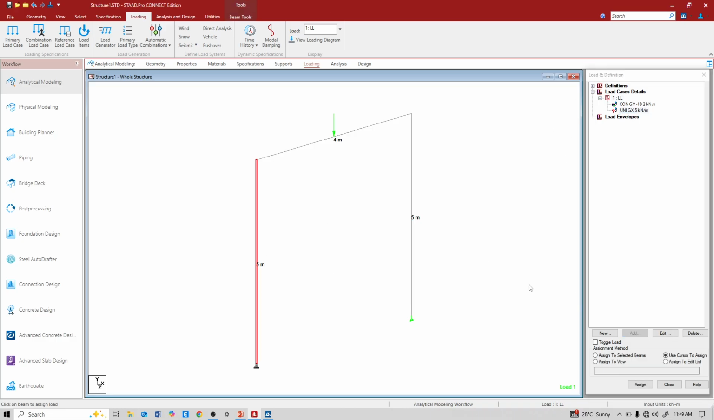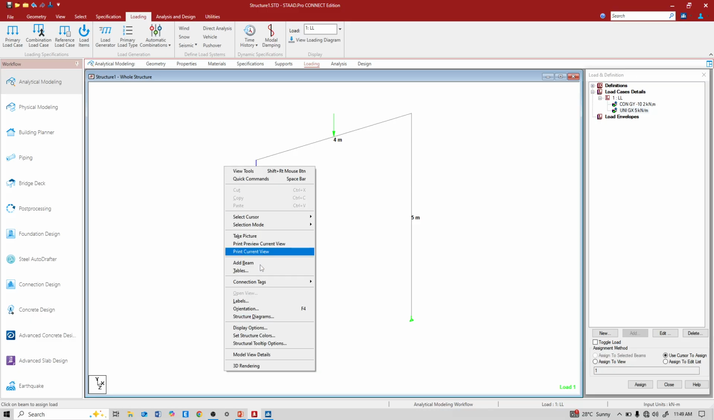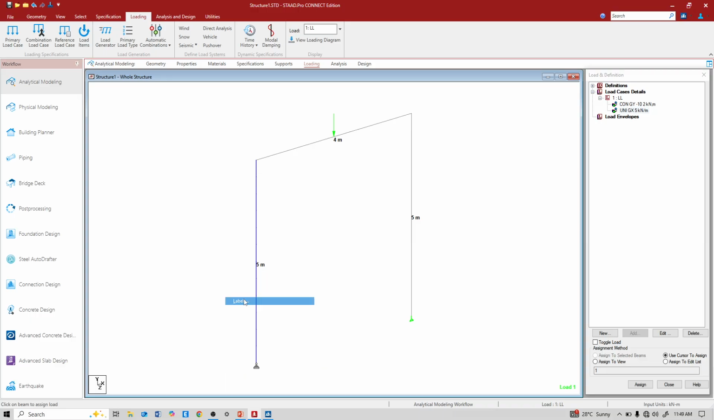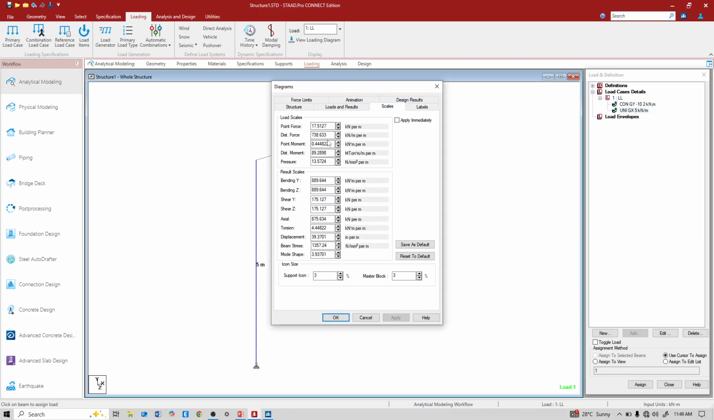Select that beam, then see add, assign to selected beams, assign. So this is also correctly applied. See scale, right click, labels, scale, and distributed force, reduce the scale. Then for distributed force, you click here, apply immediately. Yes, it is correctly applied.